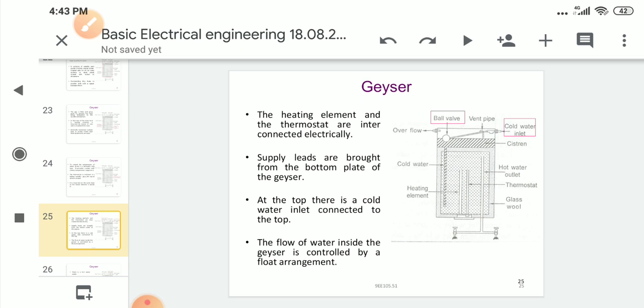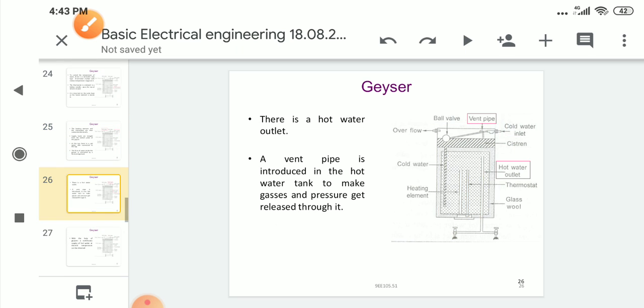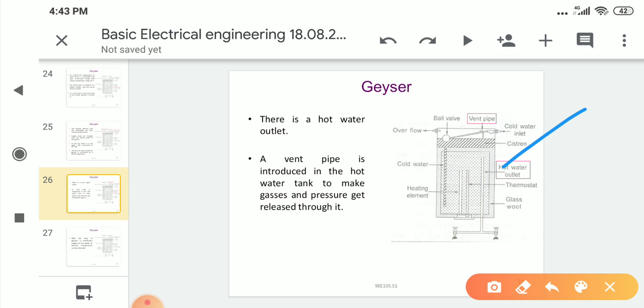At the top, there is a cold water inlet connected to the top. The flow of water inside the geyser is controlled by this floating arrangement. If it overflows, then the tap will automatically stop. This arrangement is made, and at the same time there is a hot water outlet.